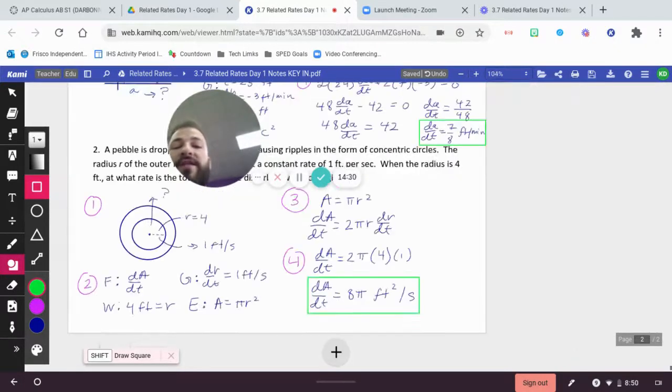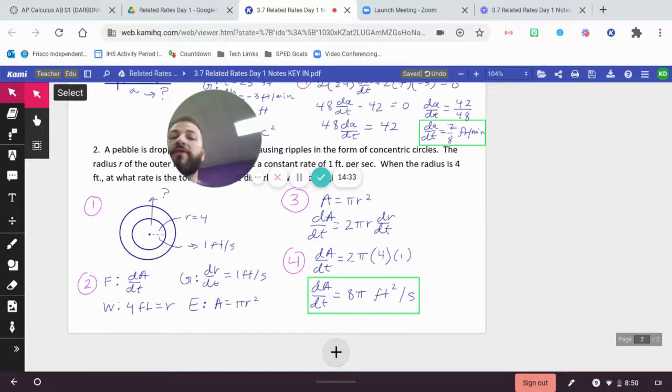So that is related rates in a nutshell. I'll go over another example in class. But the big thing with related rates, y'all, is just making sure you're deriving with respect to t, drawing the picture, and making sure you have all that information. It's going to make your life a lot easier with these questions.